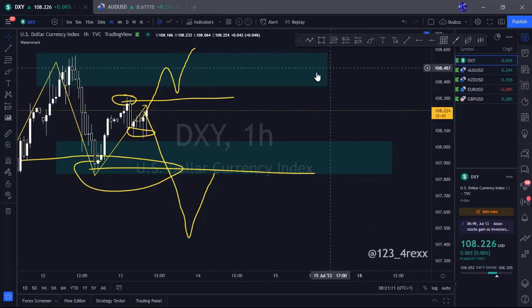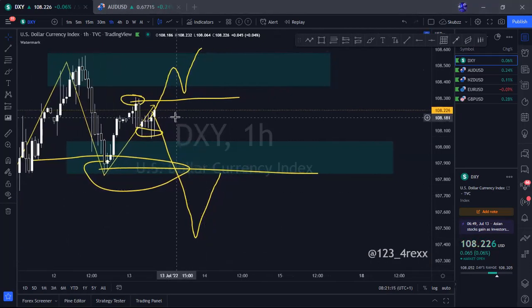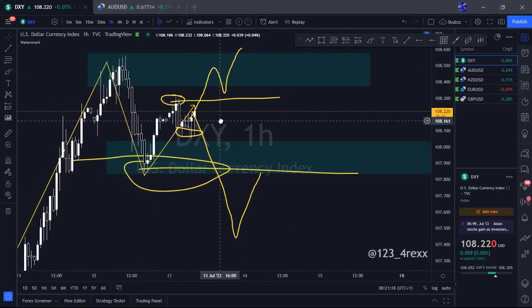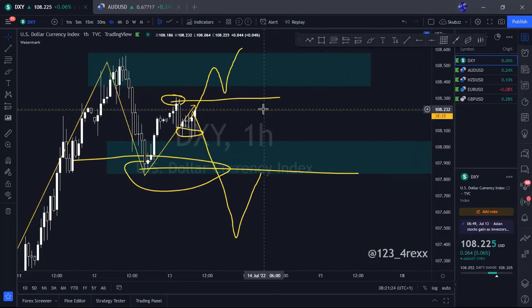Is there any other pair you guys want me to take a look at before we go? GBP/JPY.